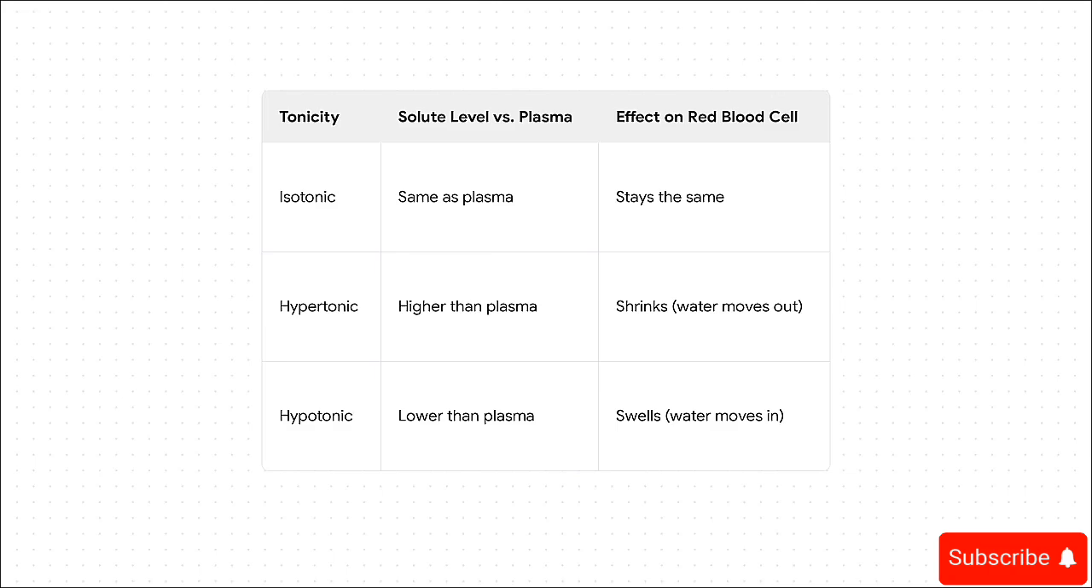And this cellular tug-of-war really only has 3 possible outcomes. If the fluid is isotonic, the balance is perfect. The concentration inside and outside the cell is the same, so nothing really happens. But if you put the cell in a hypertonic solution, one that's extra salty or crowded, water gets sucked out of the cell and it shrivels up. And if you put it in a hypotonic solution, one that's more watery or dilute, water rushes in, causing the cell to swell up. This shrinking and swelling is the key to everything we're talking about today.